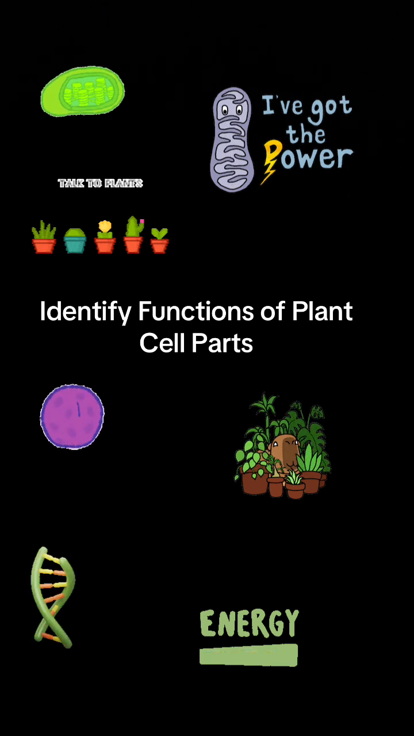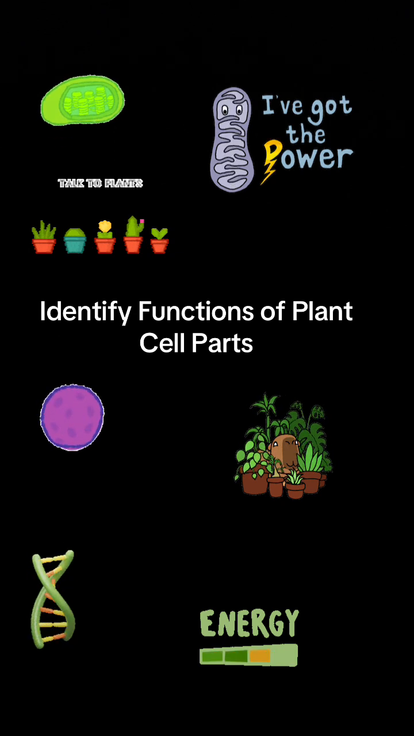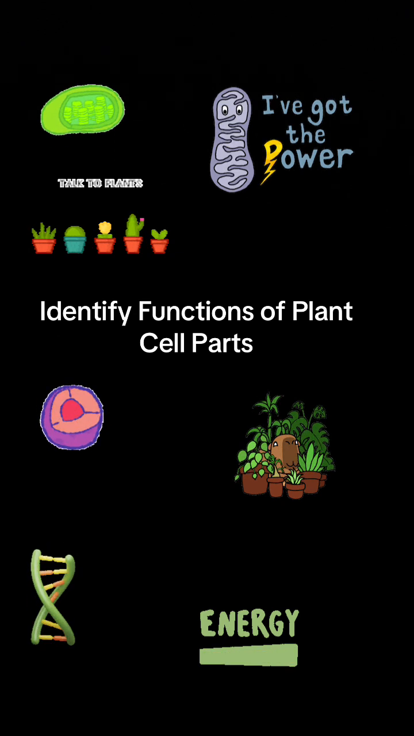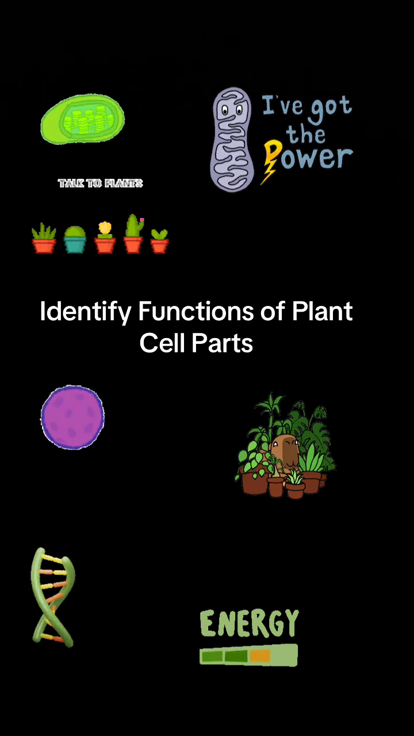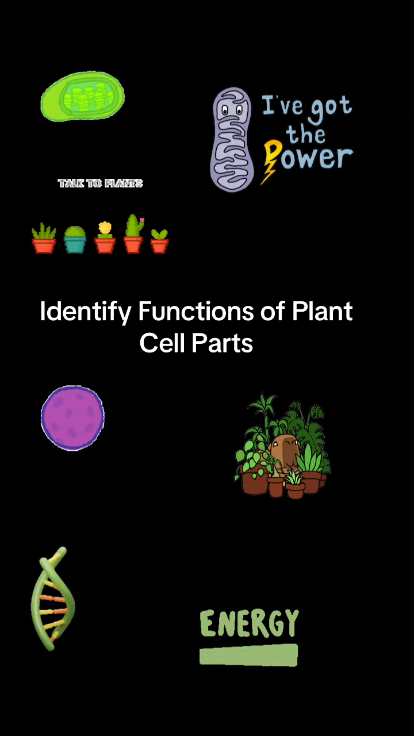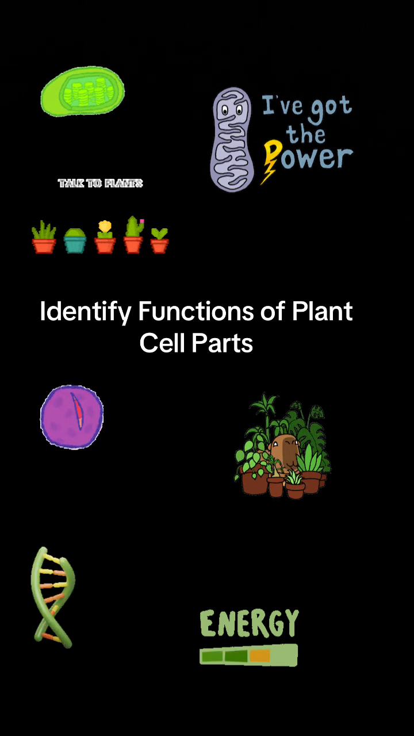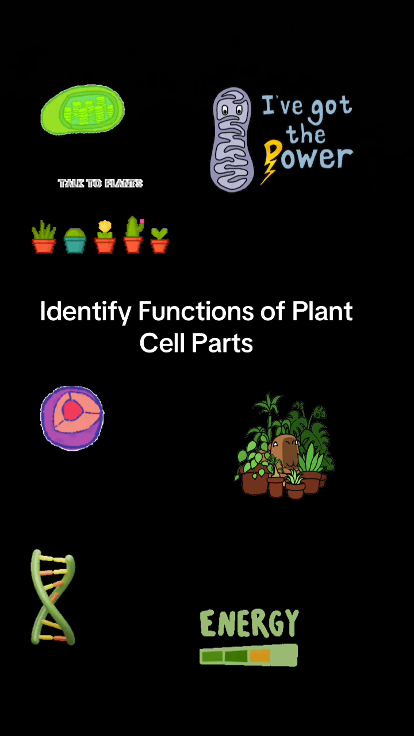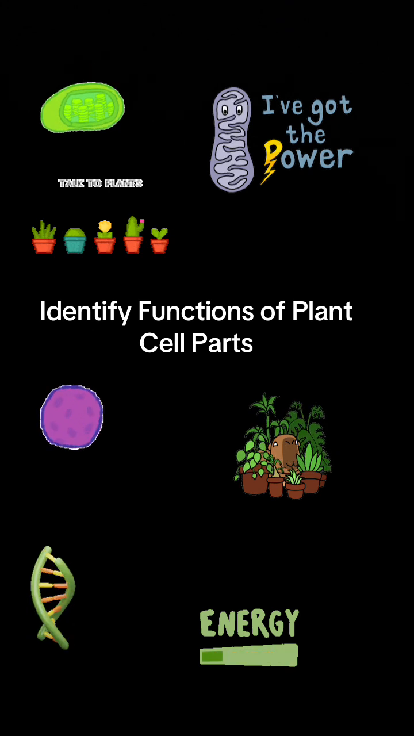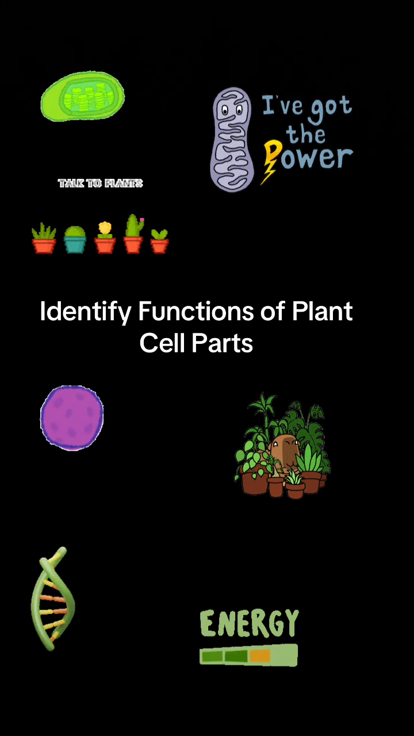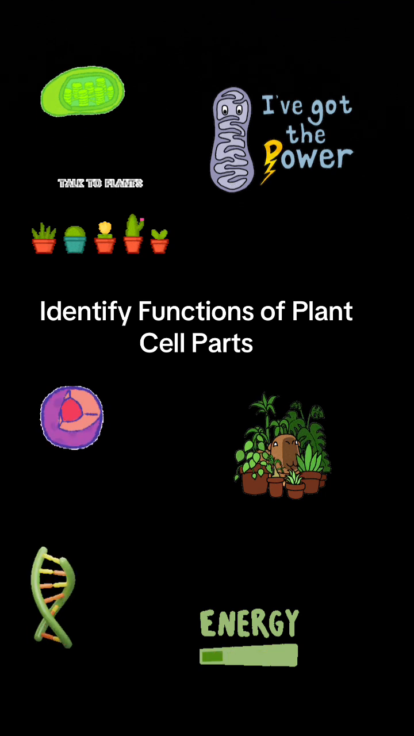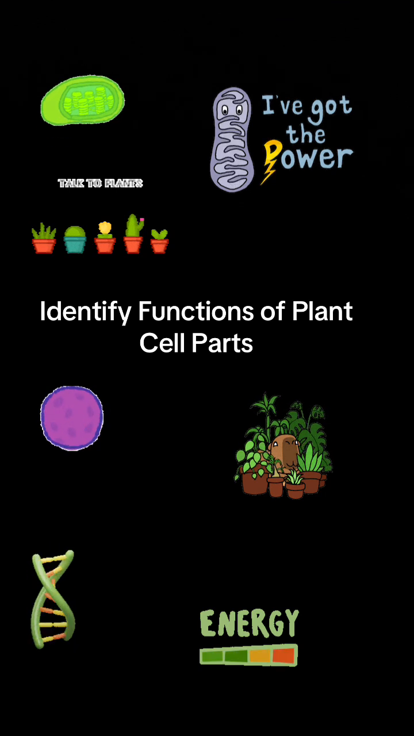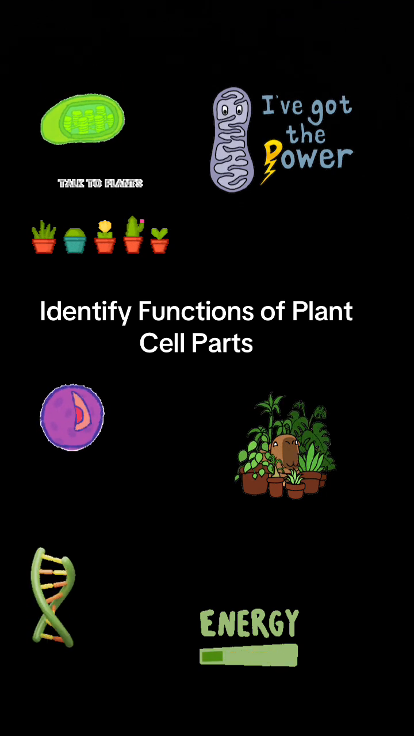Now let's review some of the key cell parts again. We have the cell wall, cell membrane, cytoplasm, nucleus, large central vacuole, and the chloroplast. So, what is a plant cell? Correct. A plant cell is the basic unit of life in plants, responsible for conducting all the necessary functions for plant growth and survival.